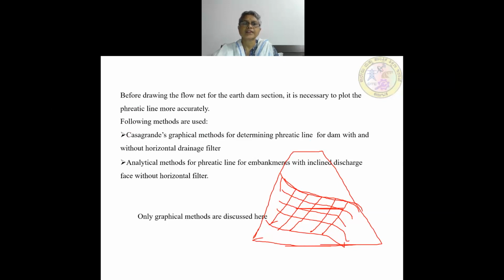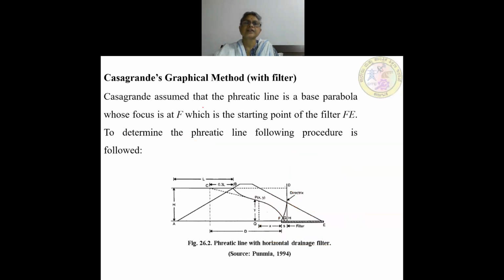So there are two methods. One is Casagrande's graphical method, and the other one is called the analytical method. With the graphical method, you can determine the phreatic line for a dam with and without a horizontal drainage filter. As I told you, we have to provide the horizontal drainage filter here in order to see that the phreatic line does not cut the downstream side, so that it will cut the drainage filter. So there are two methods: the graphical method and the analytical method. First we will discuss Casagrande's graphical method.